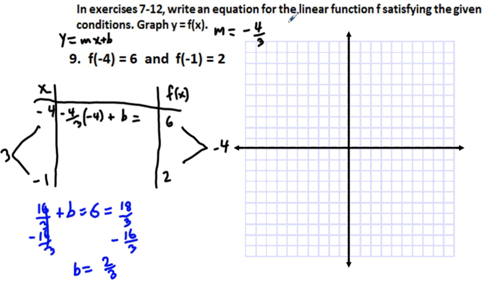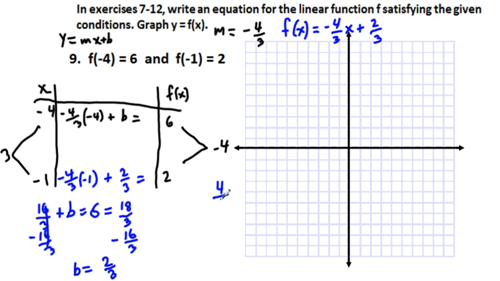So provisionally, we're going to say f of x equals -4/3 x plus 2/3. And now we're going to use this second point to check. So we have negative 4/3 times negative 1 plus 2/3 should equal 2. And negative 4 times negative 1 is going to be 4/3 plus 2/3 equals 2. And 4 plus 2 is 6. So 6/3 equals 2, which equals 2 on the right side. So that checks.